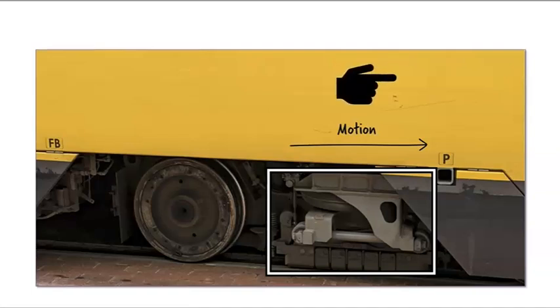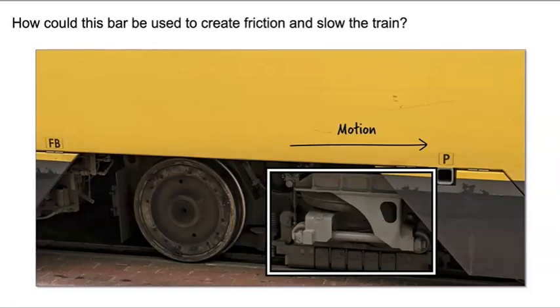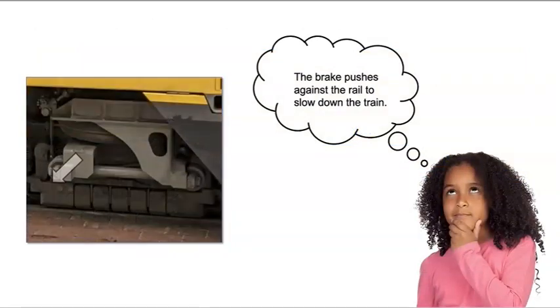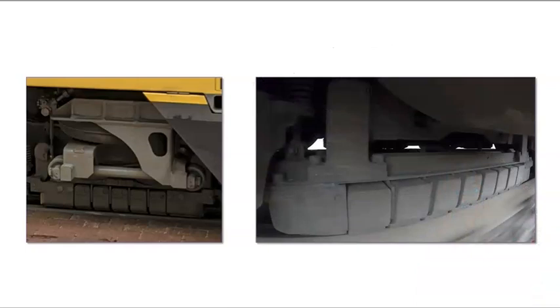This bar can move up and down. How could this bar be used to create friction and slow the train? Maybe you think that the brake pushes against the rail to slow down the train. That's right. When the bar moves down, it touches the rail, which creates friction. I have a video clip from a different train that uses a magnetic friction brake. Let's watch it together.